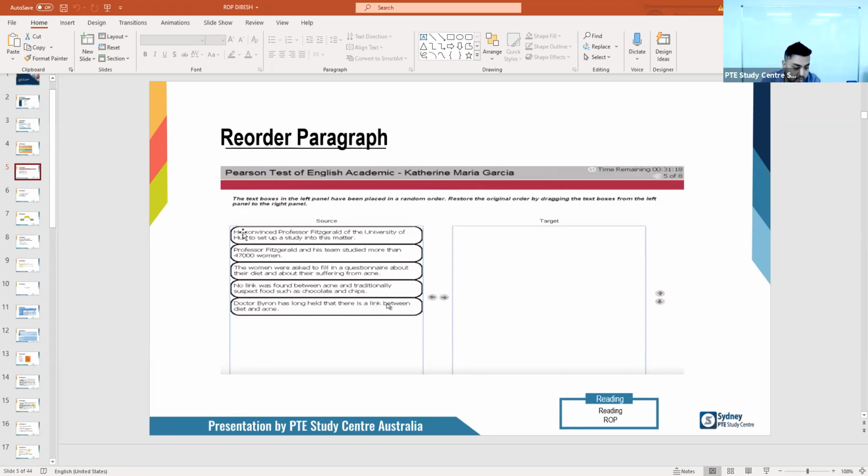I disregarded all the sentences starting with pronouns, specific pronouns like "the" and "the result". I came up with two probable answers, and comparing between those two in the context, I found out Dr. Byron was first introduced, then Professor Fitzgerald, because he convinced Professor Fitzgerald, yeah? So that's why this is my first sentence.